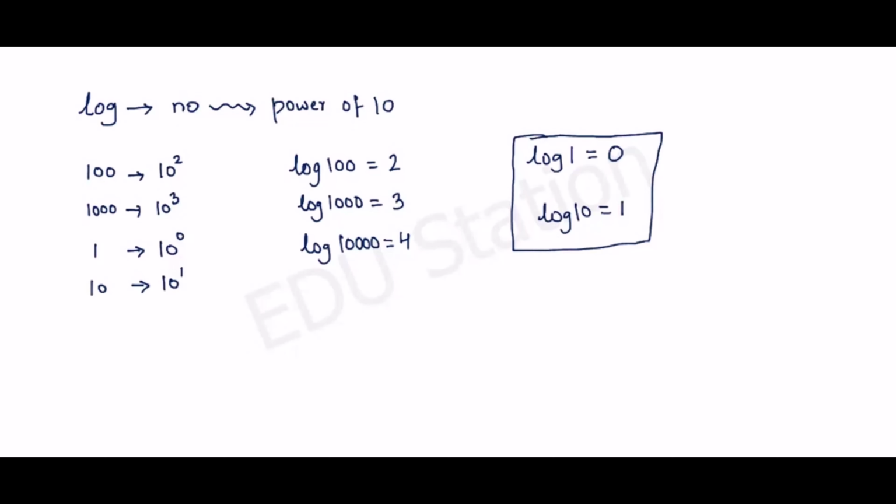Now if you have any number which is less than 1, let's say you have log of 0.1, I can say 0.1 is 1 by 10 or it is 10 raised to power minus 1. So log of 0.1 will be minus 1. Log of 0.01 will be equal to minus 2. So on and so forth.